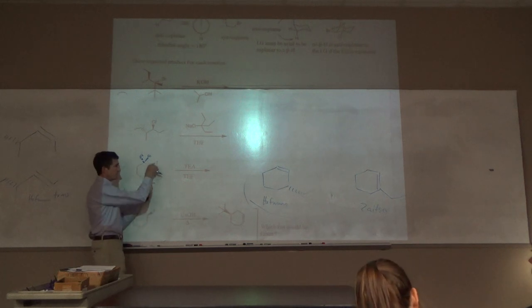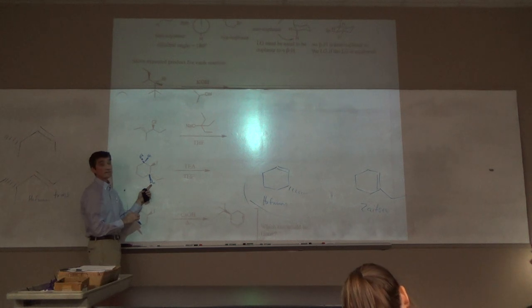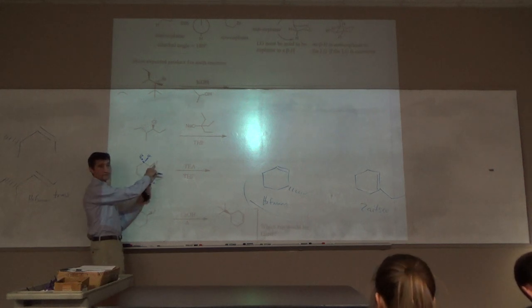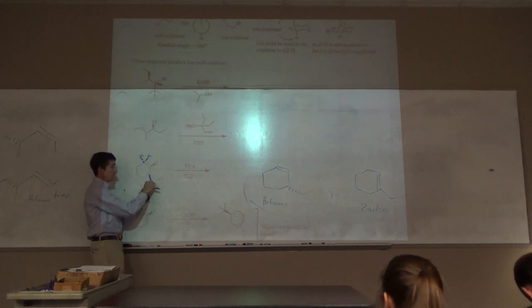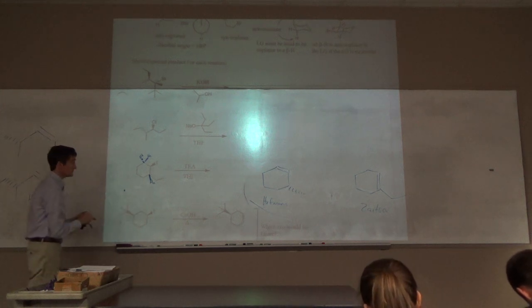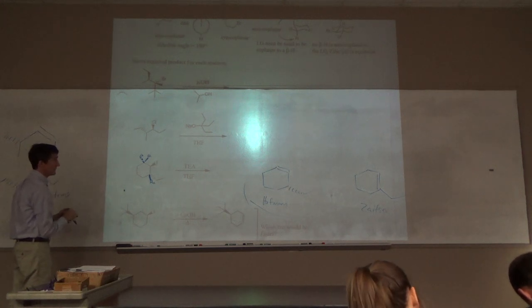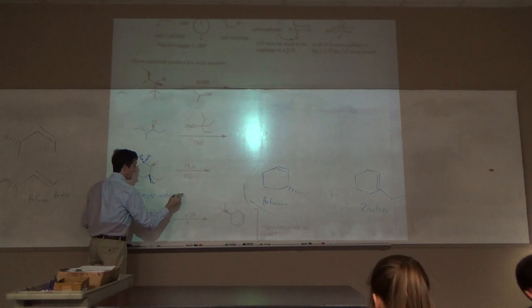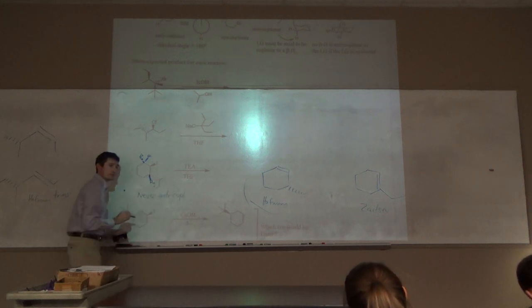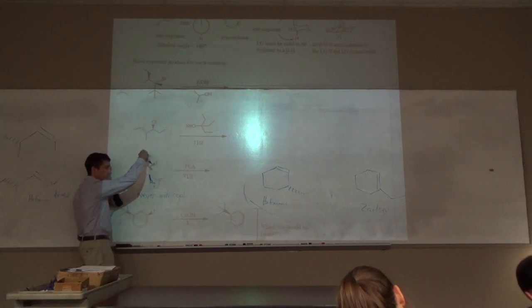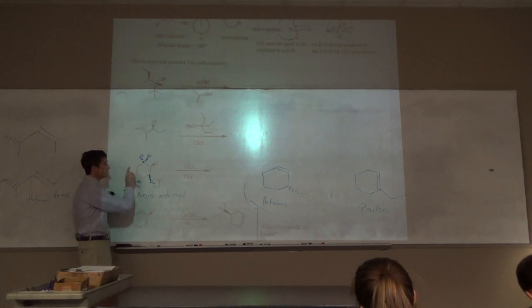Removing this H, are these anti-coplanar? Anti is synonymous with trans. Are these two trans? They're cis. Will these two ever be trans? Not with this molecule, unless you switch these, but that's not the same molecule. That would be a diastereomer, not a conformation. Never anti-coplanar. Never. And so this reaction goes the other way. It gives Hofmann, because one of these H's will be anti.